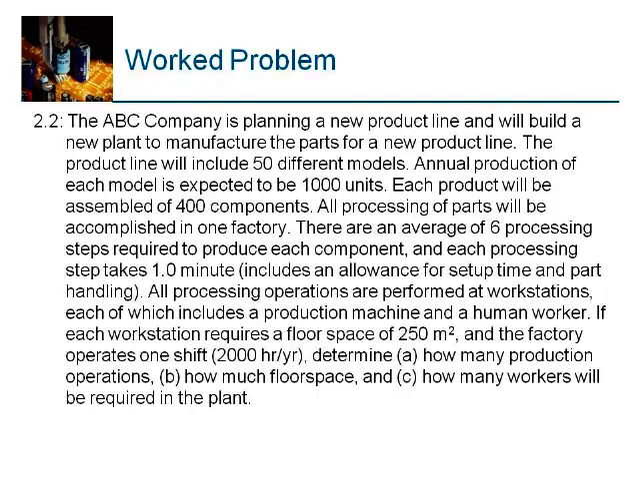There are an average of 6 processing steps required to produce each component, and each processing step takes 1 minute, including an allowance for setup time and part handling. All processing operations are performed at workstations, each of which includes a production machine and a human worker. If each workstation requires a floor space of 250 meters square, and the factory operates one shift of 2000 hours per year, determine how many production operations, how much floor space, and how many workers will be required in the plant.